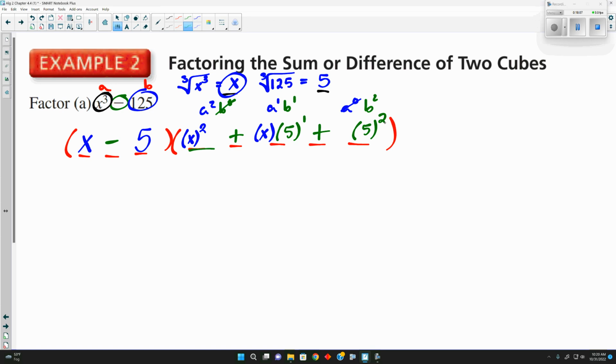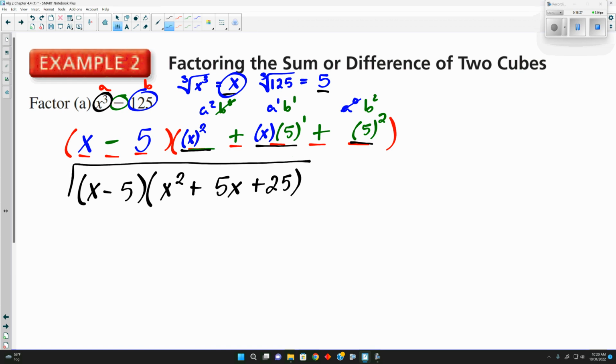Simplify. So in the first set of parentheses, we'll have x minus 5. Now x squared is just x squared, plus x times 5 is 5x, and 5 squared is going to be plus 25. So this here factors to x minus 5 times x squared plus 5x plus 25. And that's it. That's all we have to do for this here.